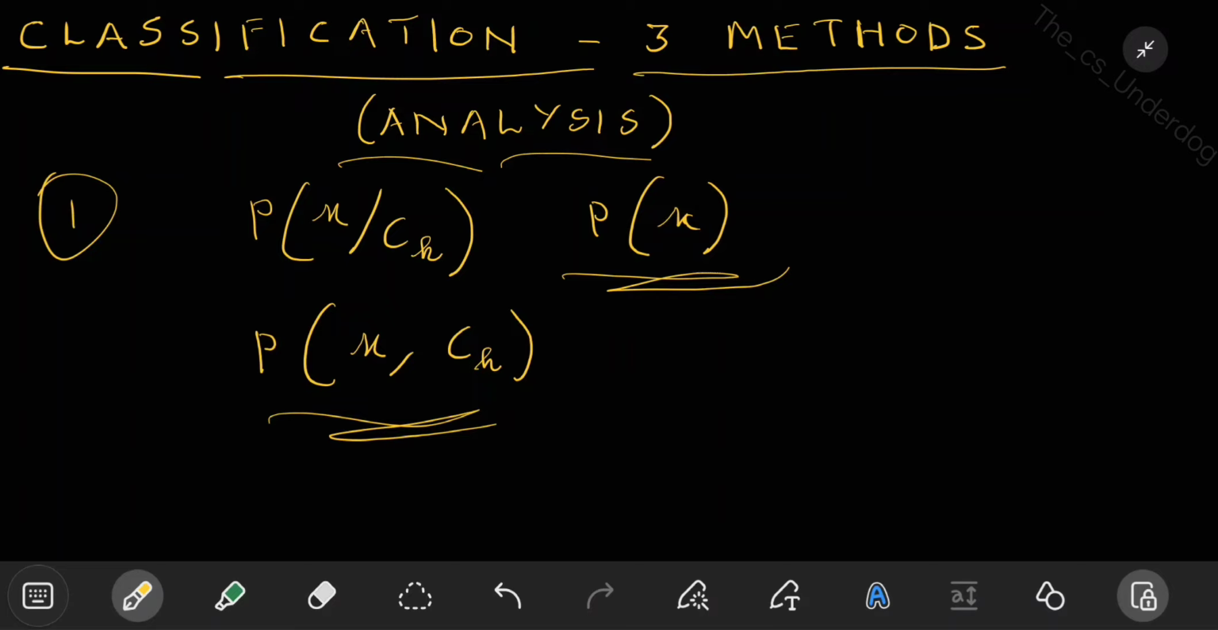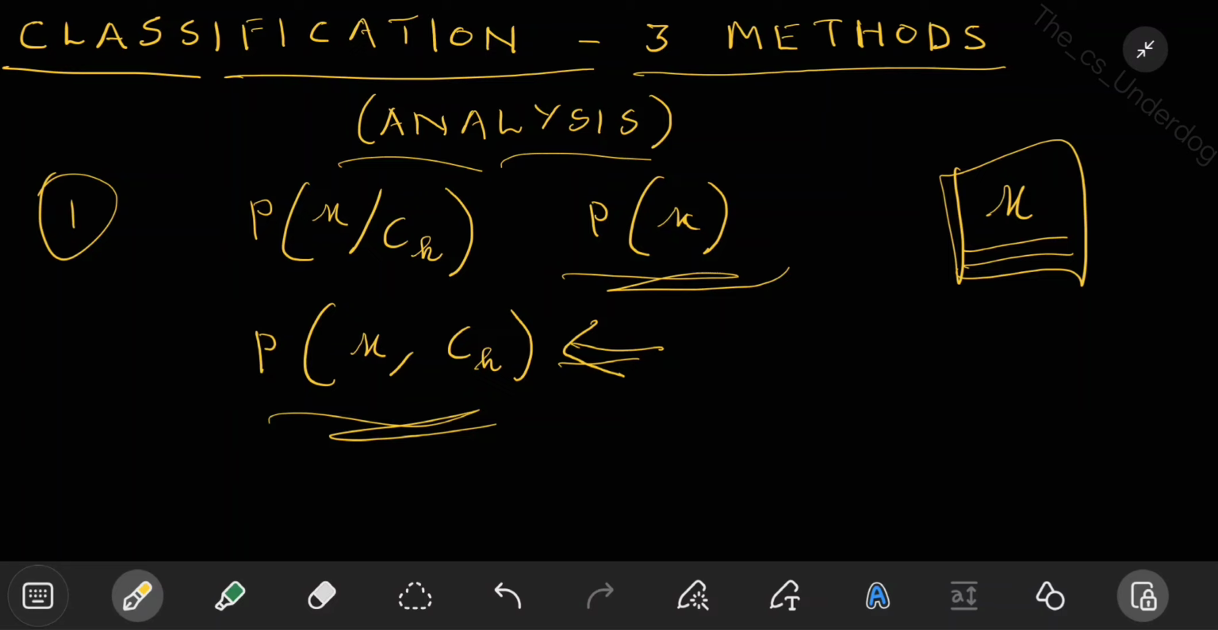So we already discussed that this is the most difficult approach. The difficulty is because it involves finding the joint distribution, which is over both x and Ck. And when I say joint distribution, finding it with a good accuracy takes a good amount of effort, right? So see, let's say your input x is of very high dimension. Let's say the dimensionality of x is very high.